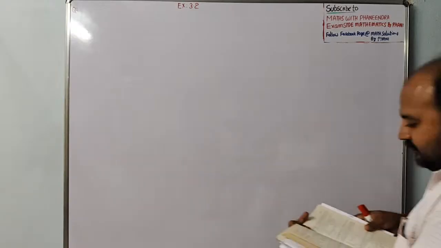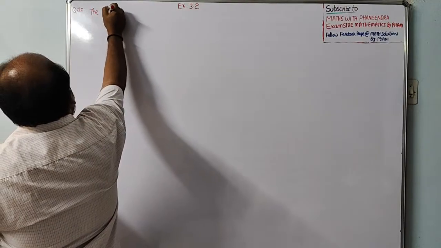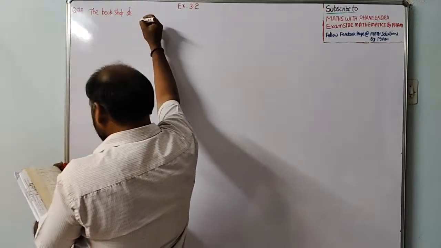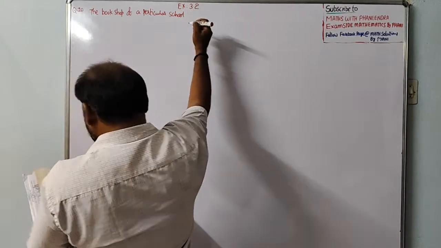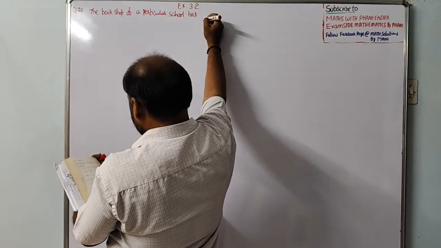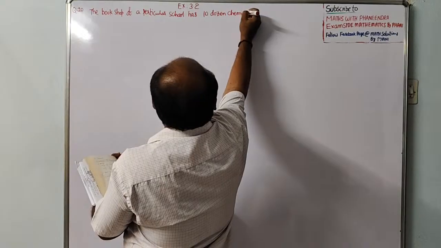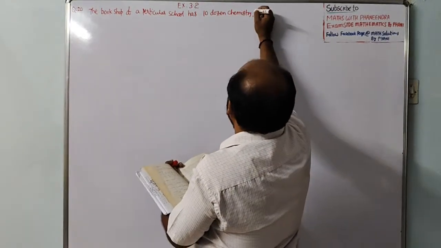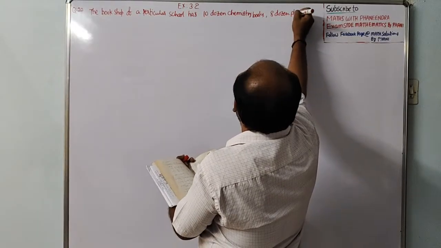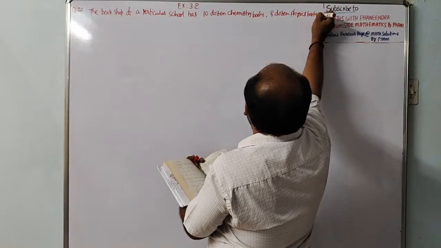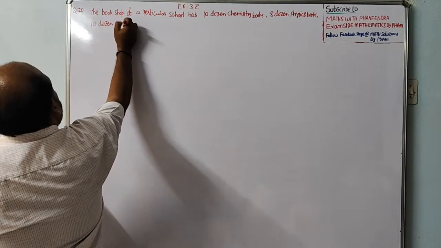Next, related to a shopkeeper. Question number 20, the bookshop of a particular school has 10 dozen chemistry books, 8 dozen physics books, and 10 dozen economics books.